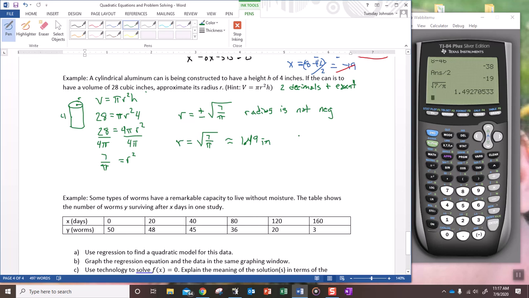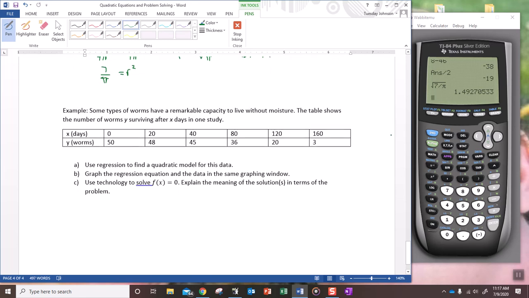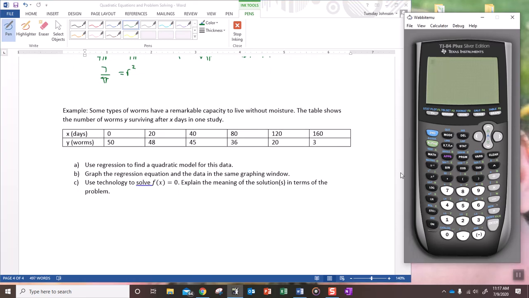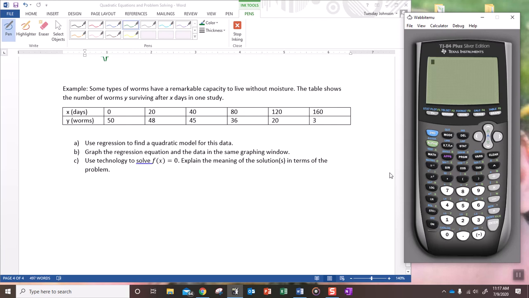All right. Last problem, and this is going to be primarily on our calculator. Some types of worms have a remarkable capacity to live without moisture. The table shows the number of worms Y surviving after X days in one particular study. All right, so we have the table. Use regression to find a quadratic model for this data.